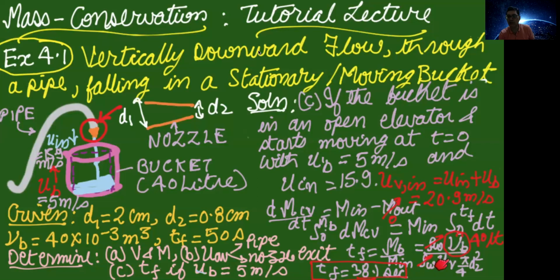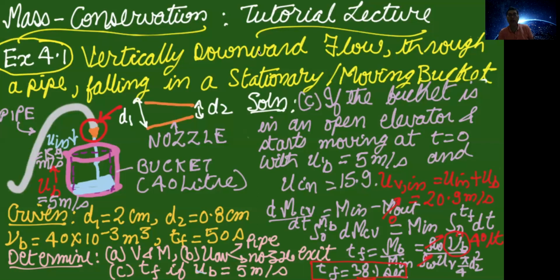So the volume of the bucket is 40 liter. This relative velocity is 20.9. This d2 is 0.8 centimeter. So we substitute these values. Finally, you obtain the filling time as 38.1 seconds. Note that when the bucket was stationary, the filling time is 50 seconds. Now, when the bucket is moving towards the pipe, you find that the filling time has reduced from 50 seconds when stationary to 38.1 seconds.